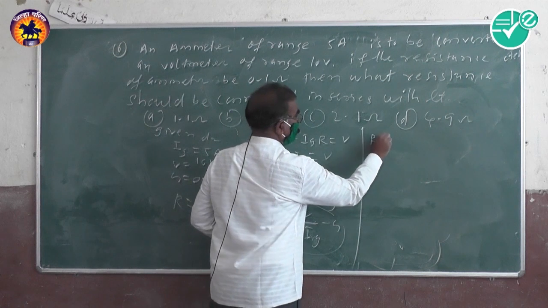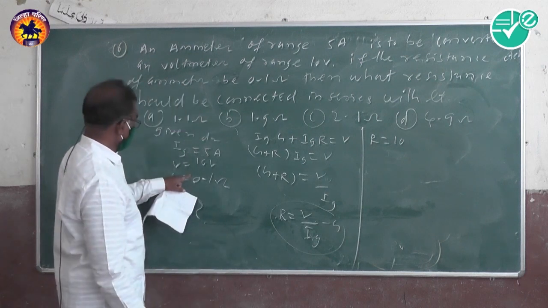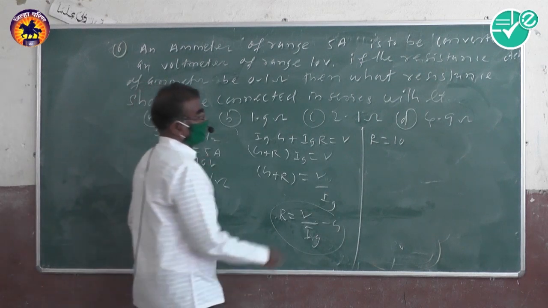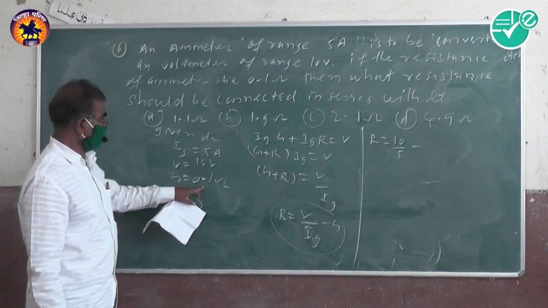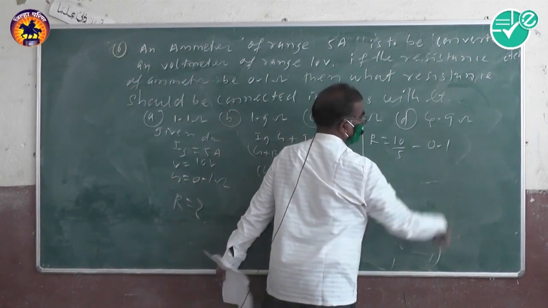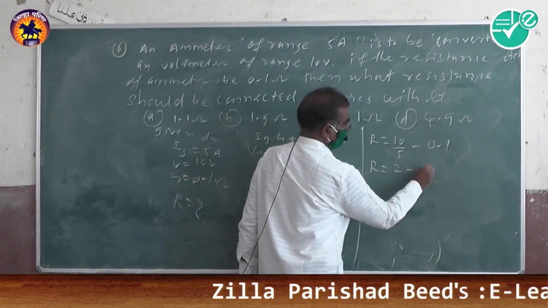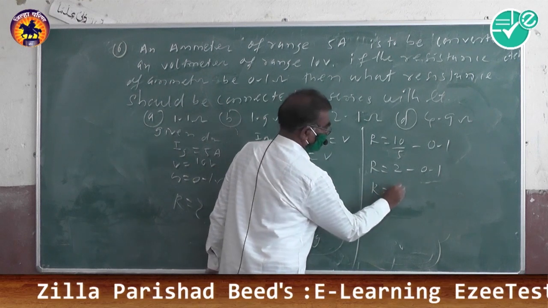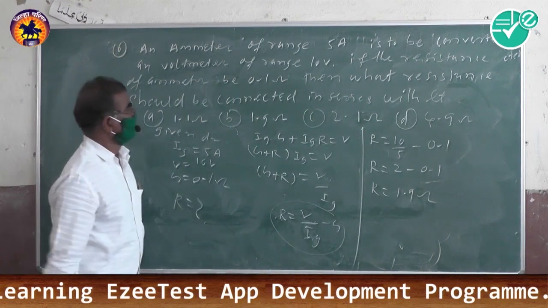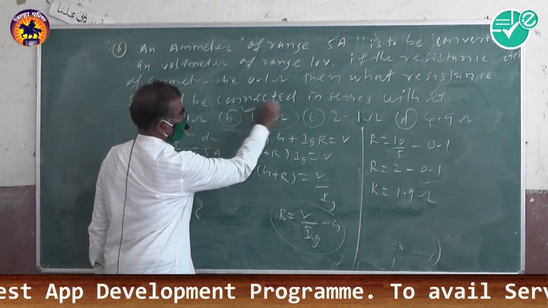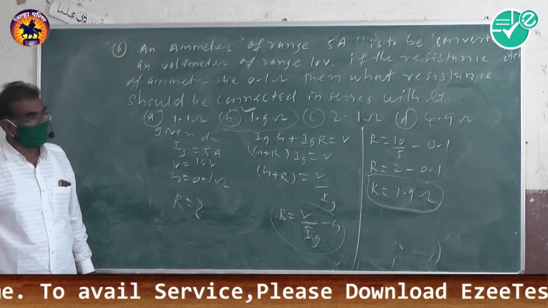R equal to V is 10, by Ig 5, minus G 0.1, that is R equal to 2 minus 0.1, or R equal to 1.9 ohm. That is multiple choice B is correct. Answer is R equal to 1.9 ohm.